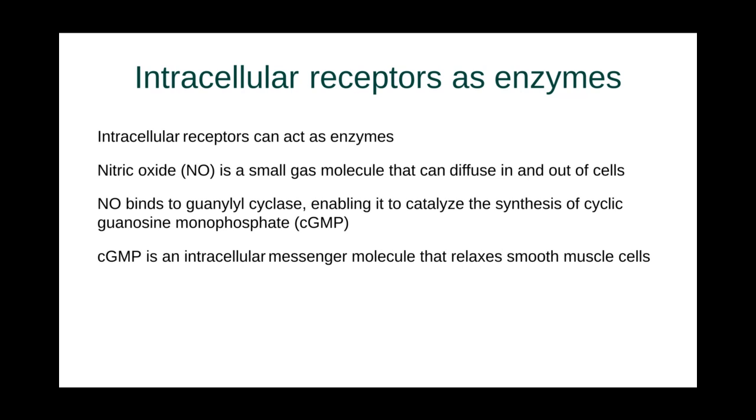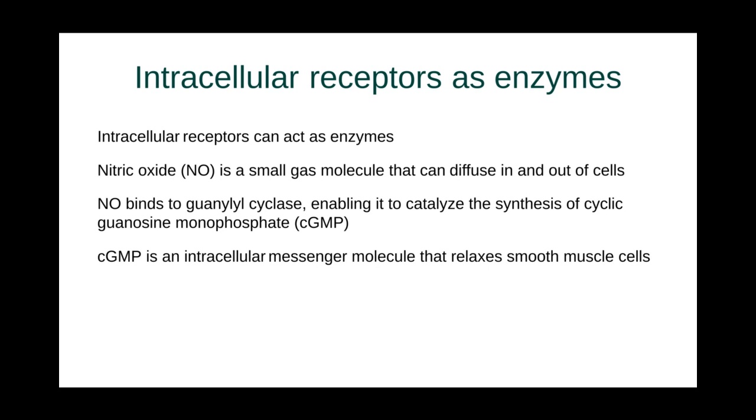So for instance, nitric oxide, which is a small gas molecule. It can easily diffuse in and out of cells. Nitric oxide's toxic, as a note, but it's a really common thing. We have lots of ways to deal with nitric oxide. But nitric oxide binds to an enzyme called guanylyl cyclase.